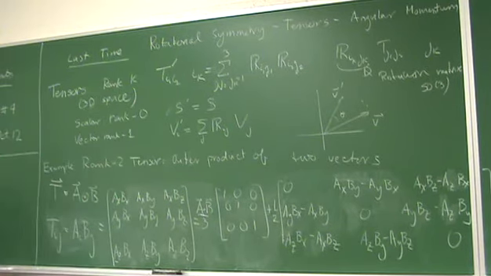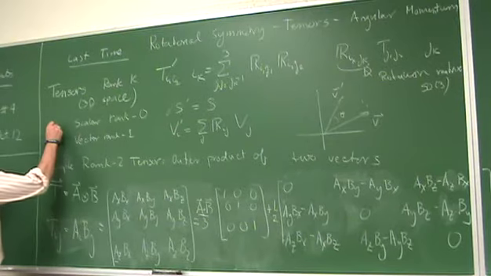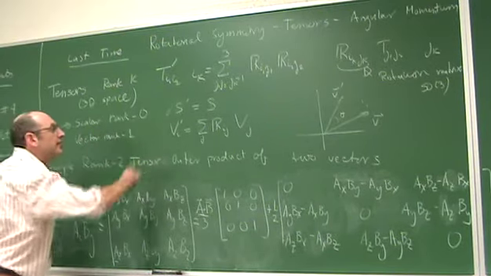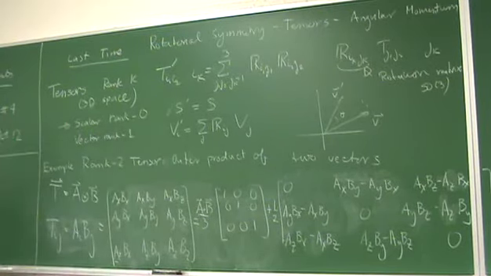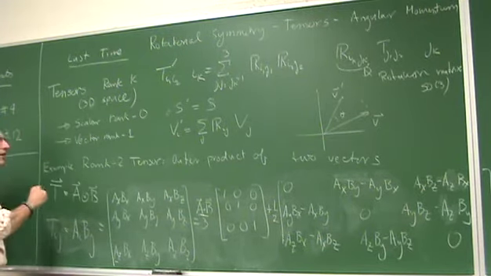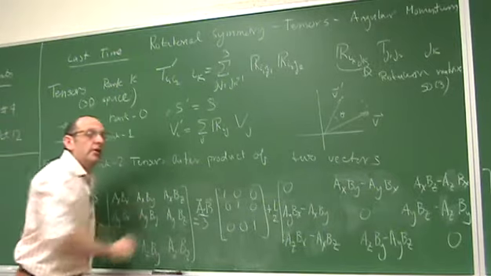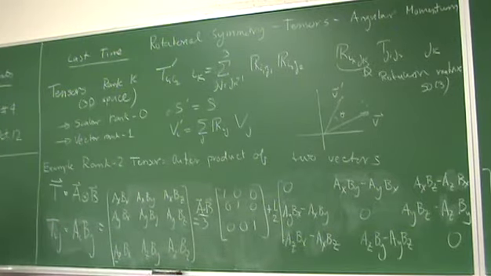Okay? So we can have then a scalar, which is an object that is rank 0, therefore doesn't transform under a rotation, or a vector, which is a rank 1 tensor, which transforms as such, according to a rotation matrix.